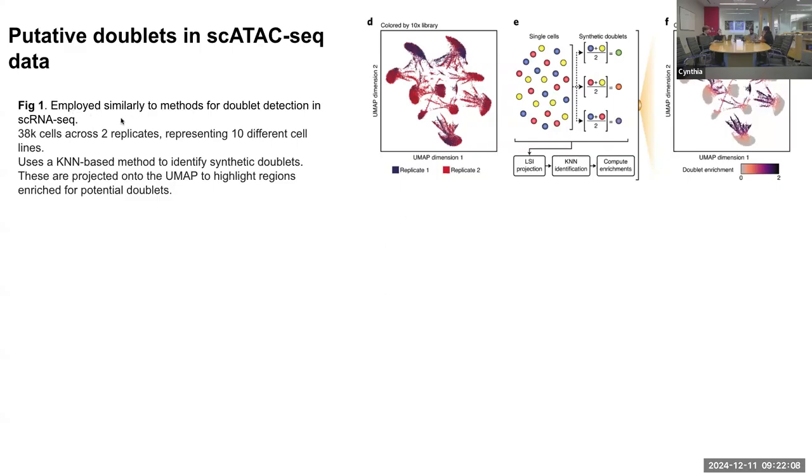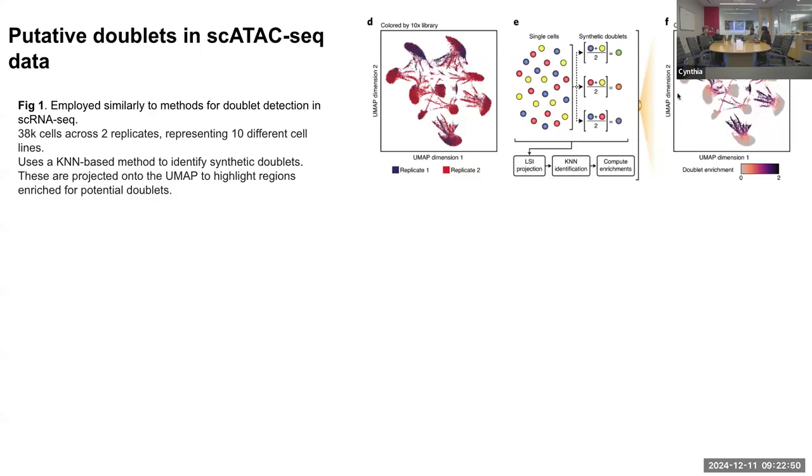So what they say is that they employ similar methods for doublet detection as in single cell RNA-seq. And they do this using 38,000 cells across two replicates representing 10 different cell lines. So the only thing that I want to highlight is that they integrate this function in the package. And they use the latent semantic indexing projection together with the KNN neighbor identification to identify synthetic doublets and identify them inside of the full data set.